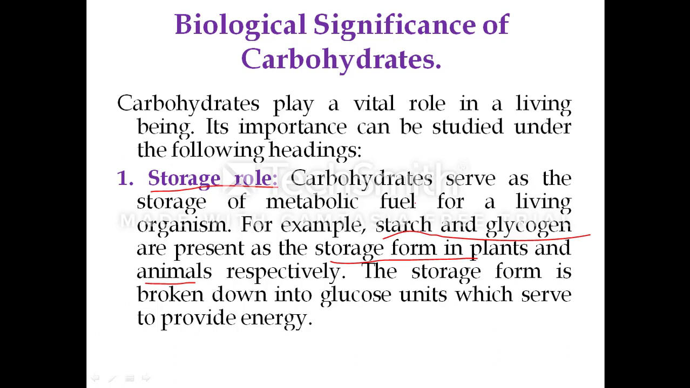So plants store the excess of glucose in the form of starch, whereas animals store the excess of glucose in the form of glycogen, and they are the metabolic fuel or the source of energy. The storage form is broken down into glucose units, which give the energy for the metabolic reactions a cell has to perform.